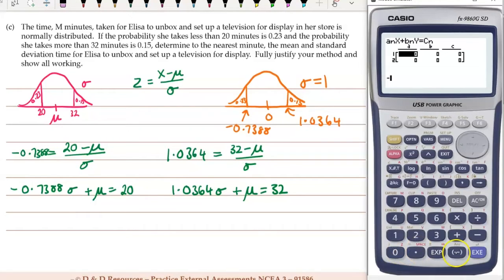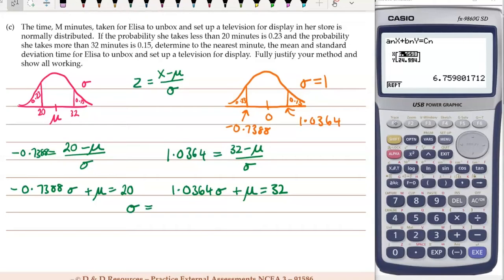So the first equation, we've got minus 0.7388, then a coefficient of 1, and it's equal to a constant of 20. The second equation, we've got 1.0364, coefficient of 1, and it's equal to 32. Now we hit solve. So the X was representing the sigma. So sigma is equal to 6.7, that's going to round up to 7.6, and the mean is equal to 24.99. And we're measuring in minutes.